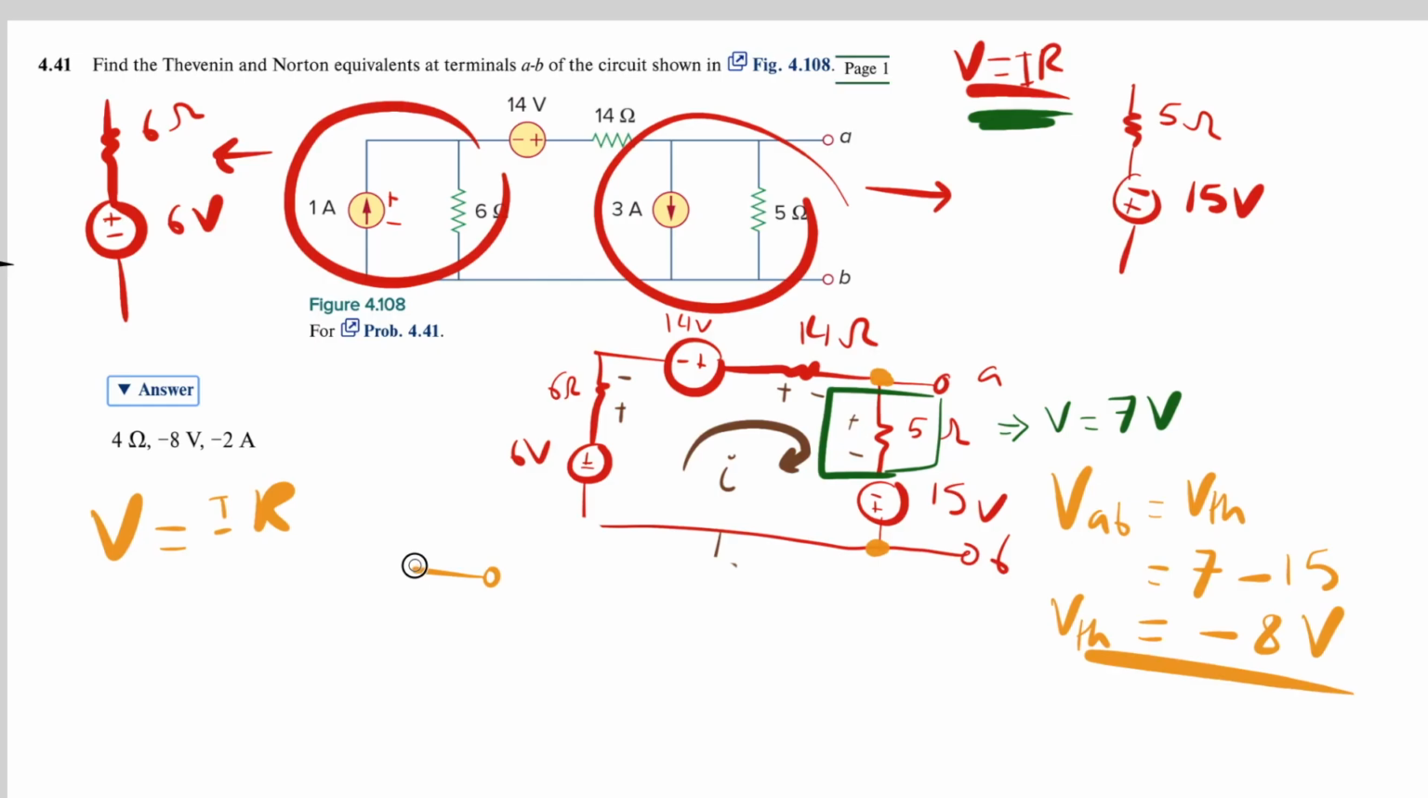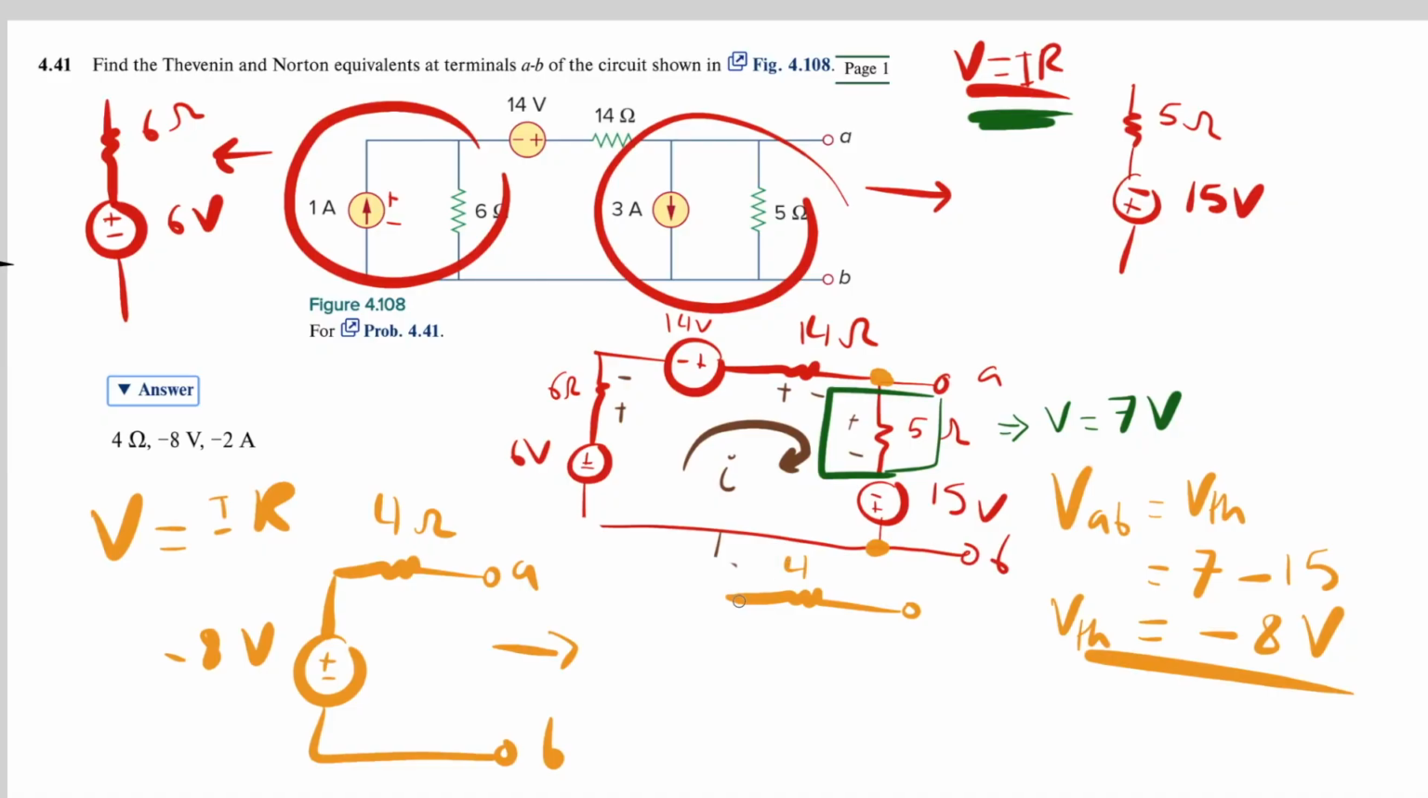And let's draw our equivalent circuit. What's our R Thevenin? We found it earlier to be 4 ohms. And then plus minus. This is A, this is B. What's our V Thevenin? Minus 8 volts. You can also say it is 4 ohms, and then switch the polarity to get rid of the minus. Minus, plus, it still means the same thing. A, B, and this is 8 volts.